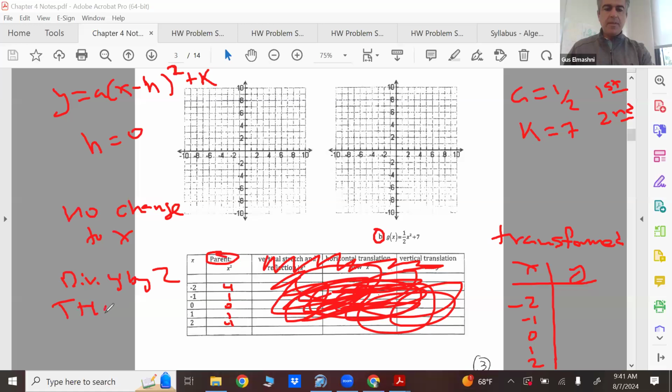Then add 7. Okay. Divide Y by 2. Then add 7. So what's 4 divided by 2? 2. 2 plus 7.